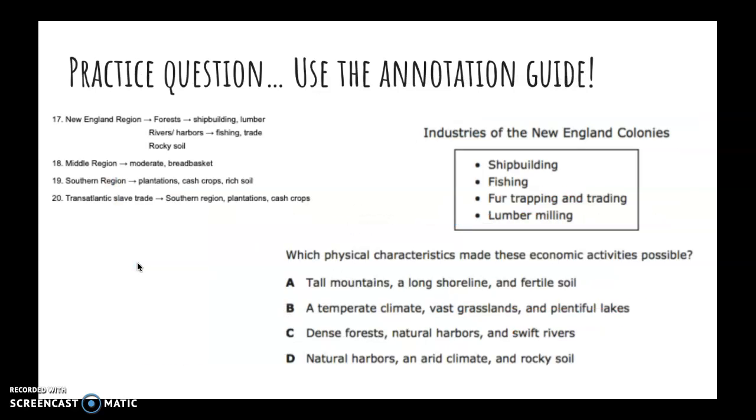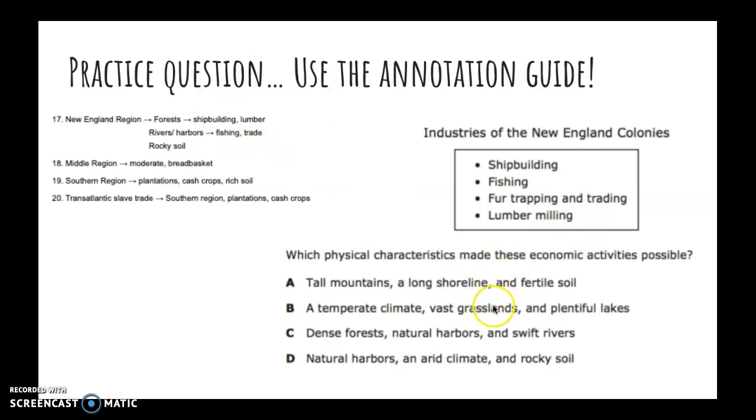So let's look at this practice question. Use the annotation guide. Yes, I've provided it because I love you. So, which physical characteristics made these economic activities possible? Economic means money. So, this little chart up here says industries of the New England colonies: shipbuilding, fishing, fur trapping and trading, lumber milling.